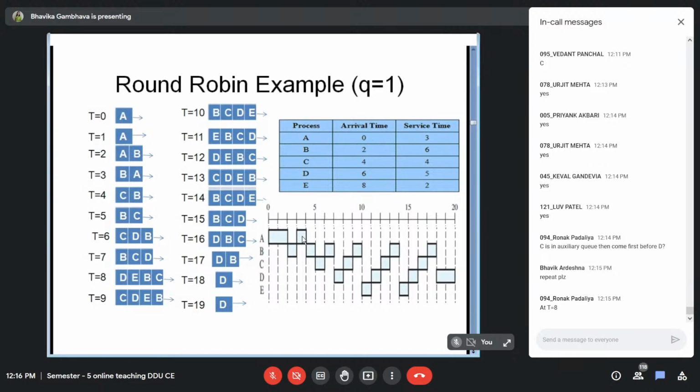And B is already outside the cabin. Then C joins at 4. So C will be after B. So here B is given the opportunity and then C. Now A was already completed. So here after C, we have B.